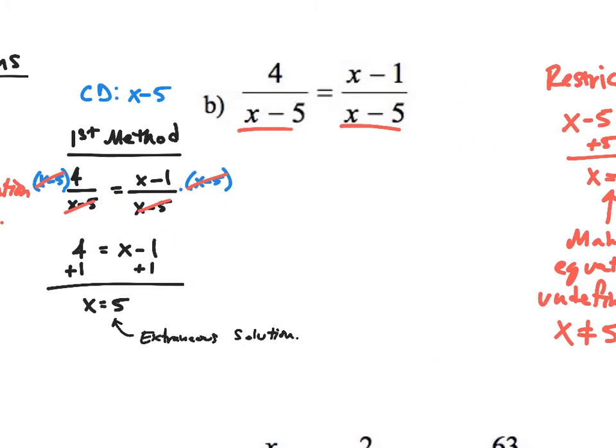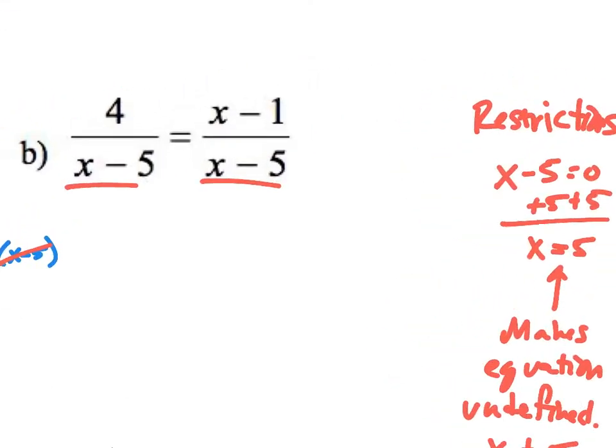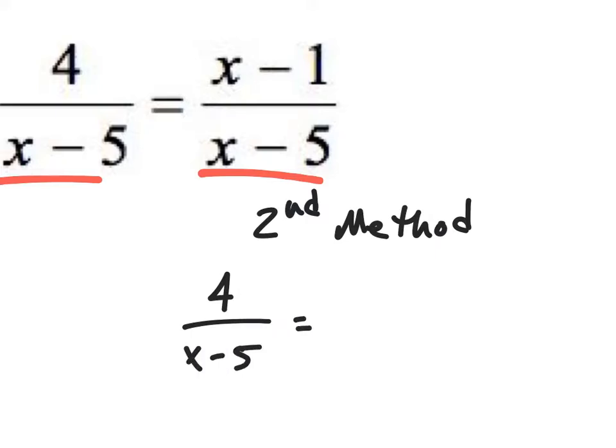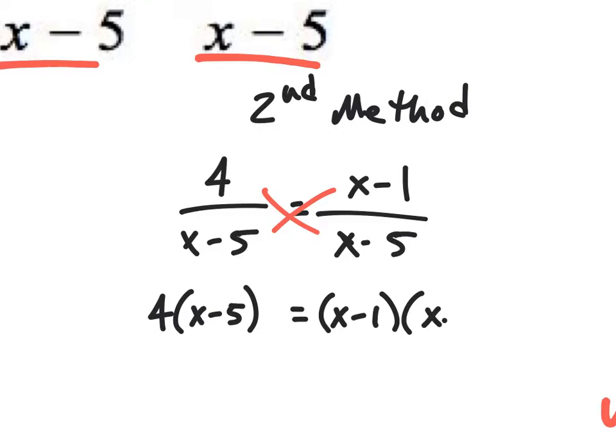Now, the first method is what we did just by multiplying by the common denominator. What I want to do is a second method, and that's by solving a proportion. So let me do 4 over x minus 5 is equal to x minus 1 over x minus 5. If I solve this as a proportion, that means I cross multiply. So I'm going to do 4 times x minus 5 is equal to x minus 1 times x minus 5.